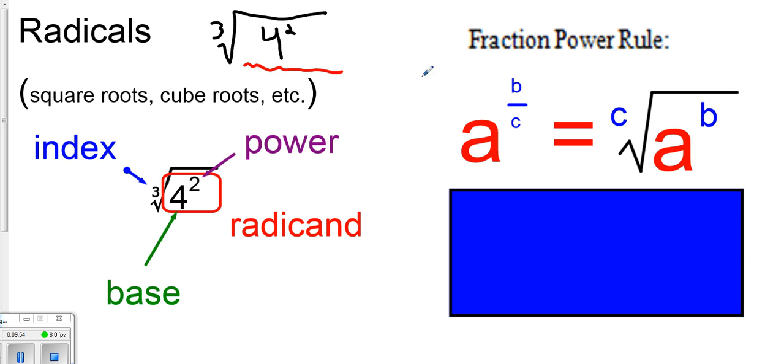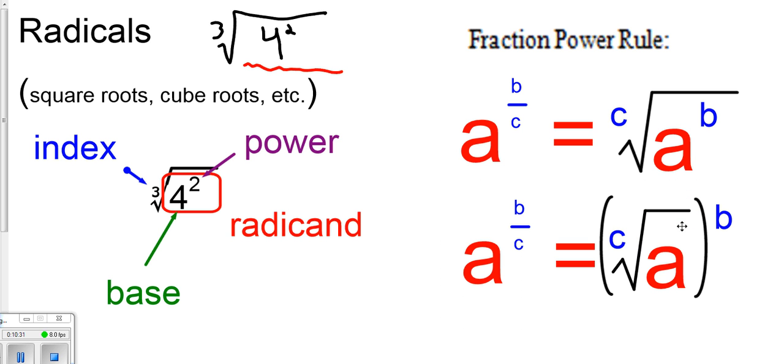We're going to need that for the fraction power rule, which is if we have a number like a to the power of a fractional exponent, so a to the power of b over c. This number c becomes that index on the outside. So it's this number out here. This number b becomes the power of a. So it's a to the b power under the radical symbol that has c as an index.